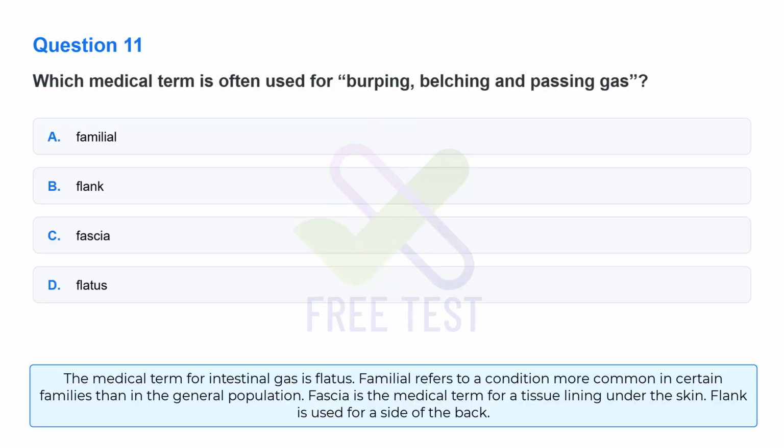The correct answer is D. Flatus. The medical term for intestinal gas is flatus. Familial refers to a condition more common in certain families than in the general population. Fascia is the medical term for a tissue lining under the skin. Flank is used for a side of the back.